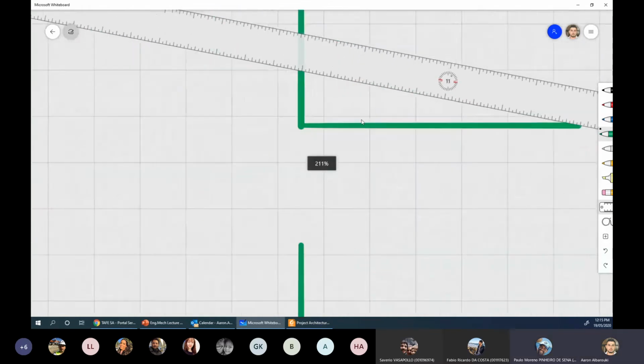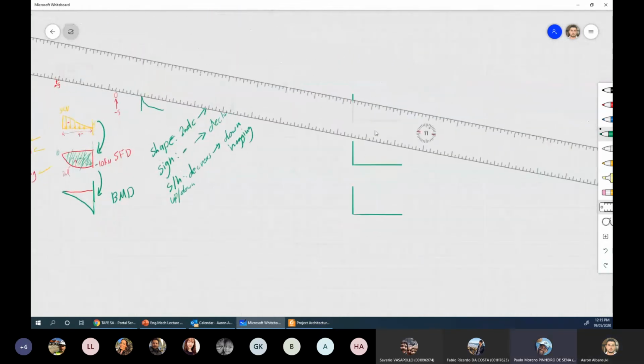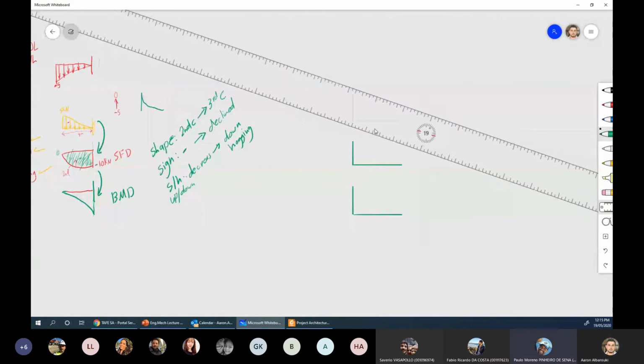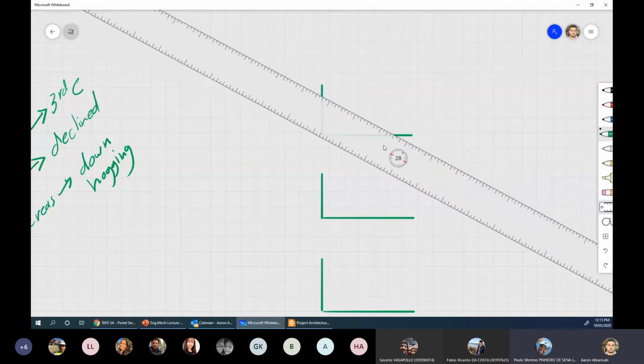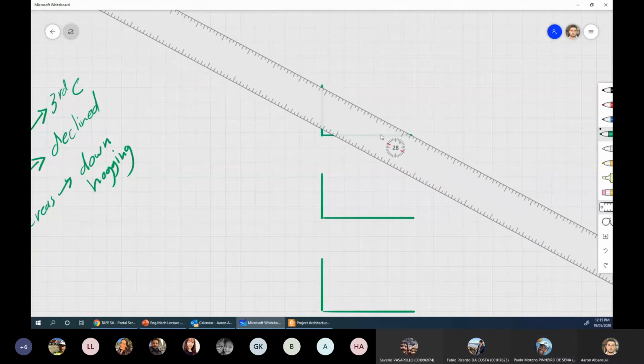Base times height divided by 3? Yep. Okay. Okay.